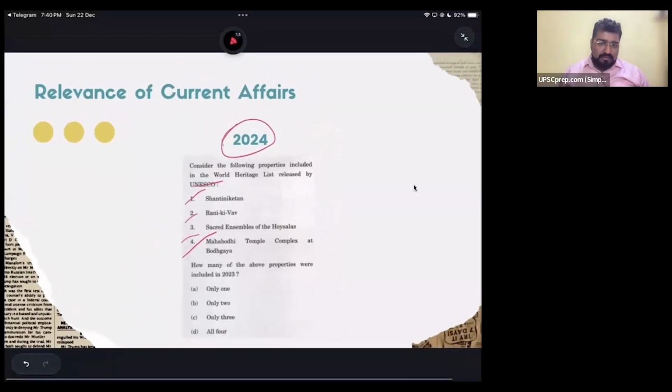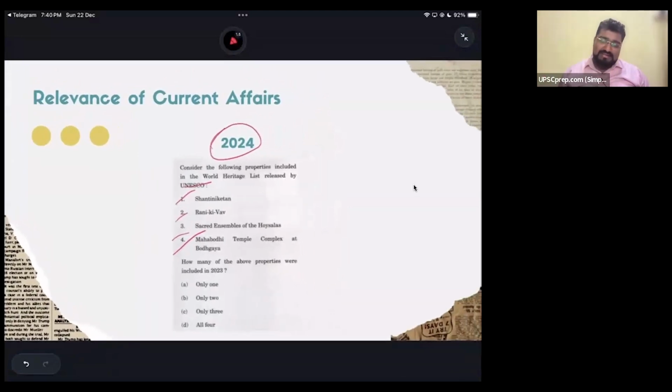Yes, guys, you can attempt this question. Tell me, in general, if you are aware, what was the solution to this? Yes, students. Let me tell you, the answer is B. That is only 2. But which are the only 2? Tell me. Was it Mahabodhi temple complex? No. Then what were they?